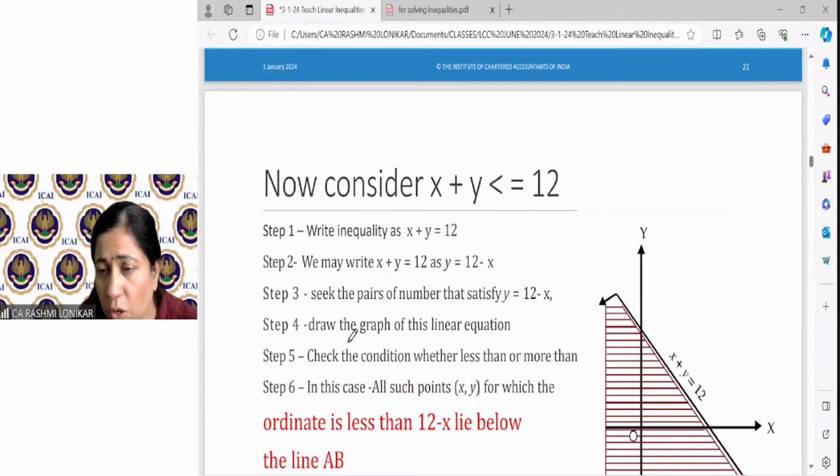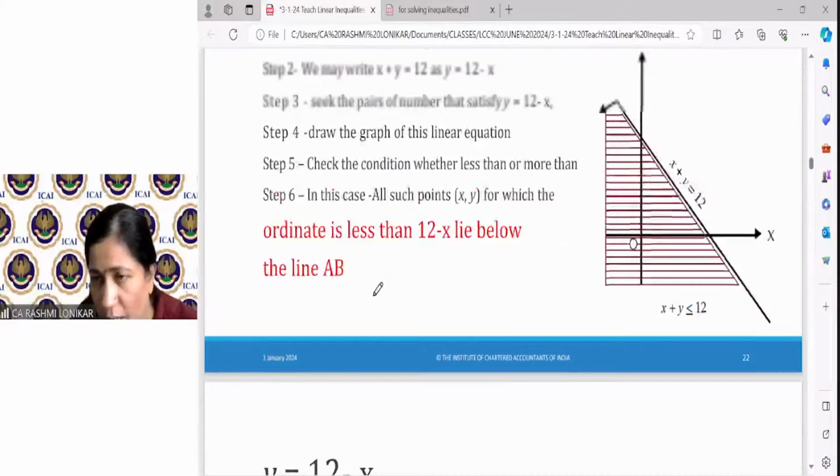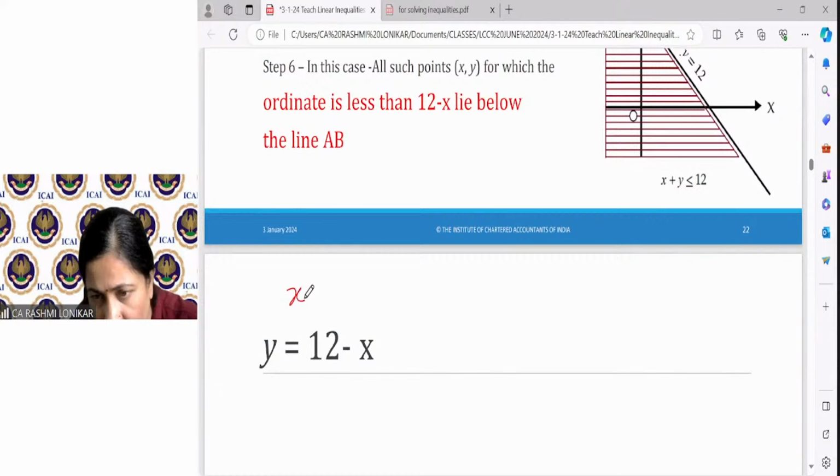So now let us do this. What is the equation given to us? x plus y is less than or equal to 12. So what I have done, I have written x plus y is equal to 12. Keeping y on the left hand side, keeping all others on the right, I'm taking x over here, it becomes minus. So y is 12 minus x. What is the next step I do?